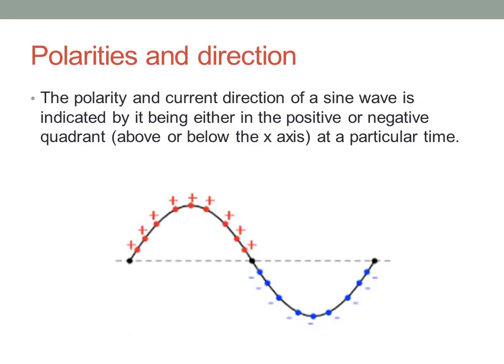The polarity and current direction of a sine wave is indicated by it being either in the positive or negative quadrant at a particular time, as seen in the following graph.